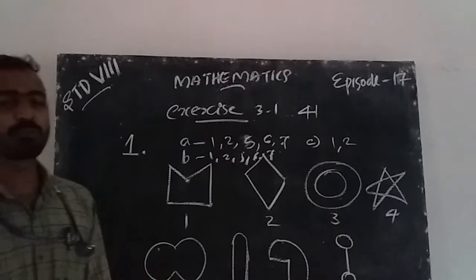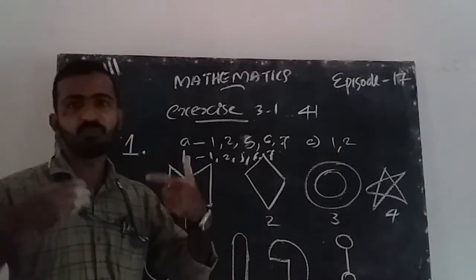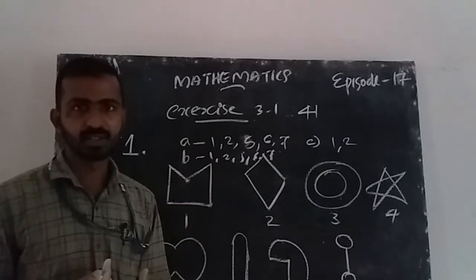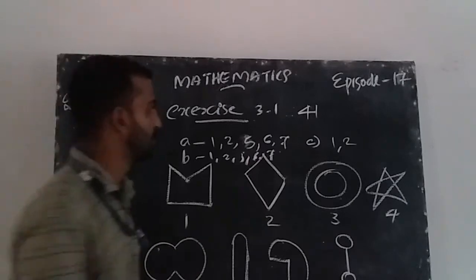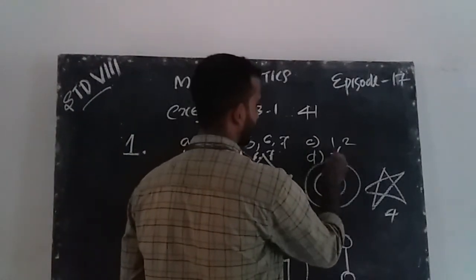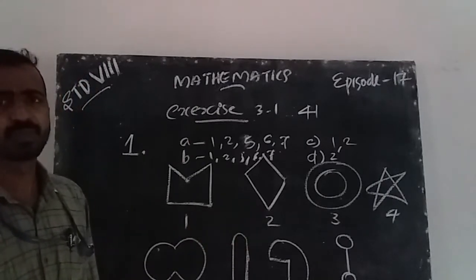That is, we want to find the convex. Concave means one portion is caving in. Is it? This is convex. Convex, that is, the answer is 2. D part is 2. And next one is what?